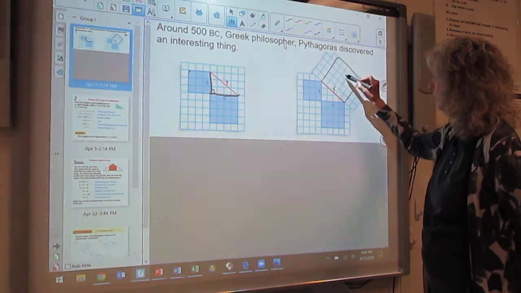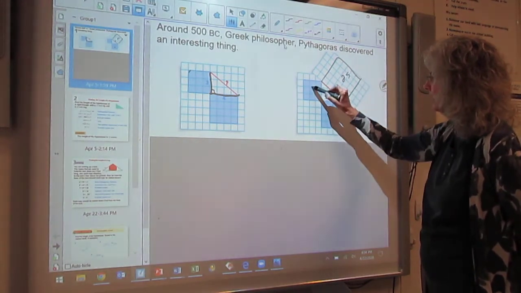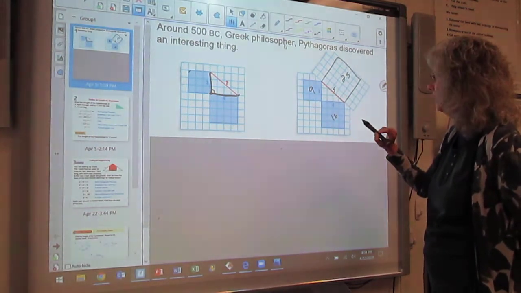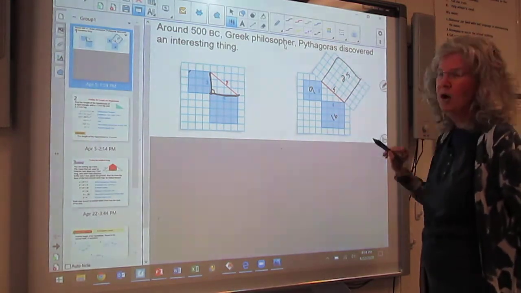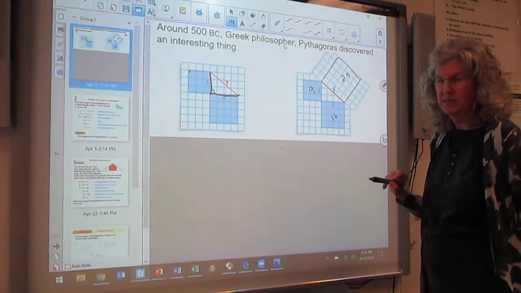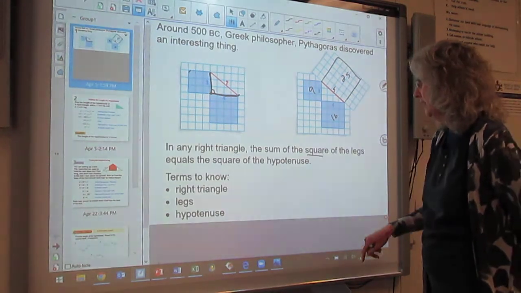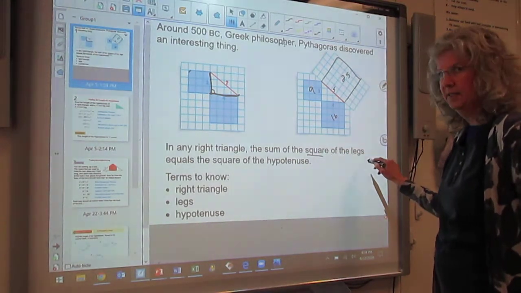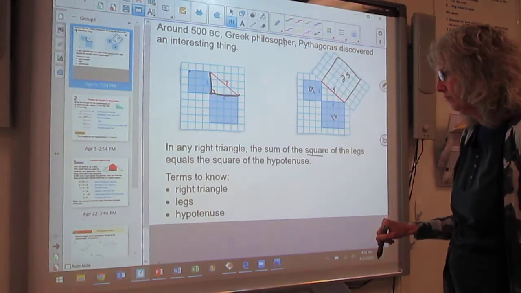This is 5, and this is 25 units. This is 16 units, and that's 9 units. 3 squared is 9, 4 squared is 16. 9 plus 16 is 25. That will always come out to the square of the hypotenuse. In any right triangle, the sum of the square of the legs equals the square of the hypotenuse.